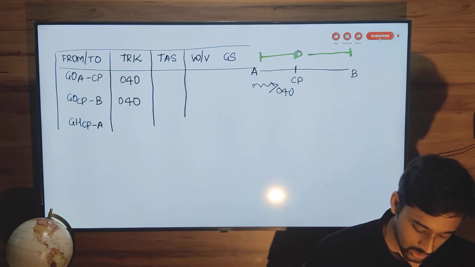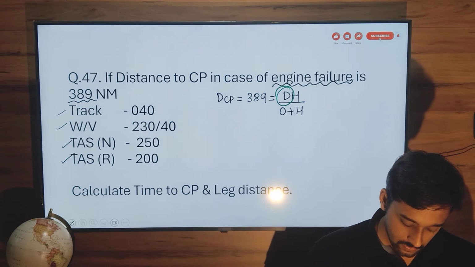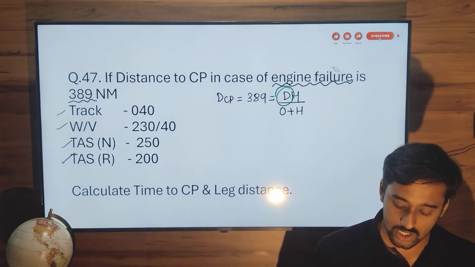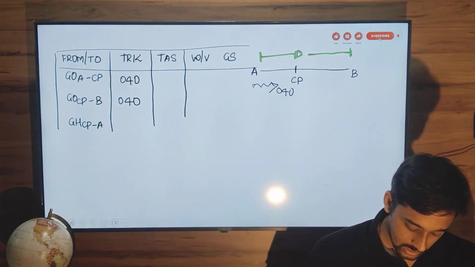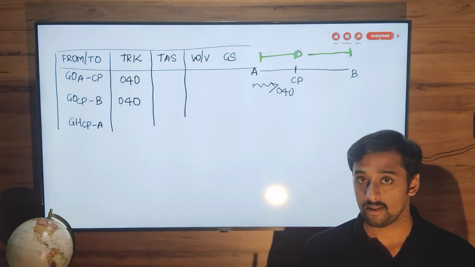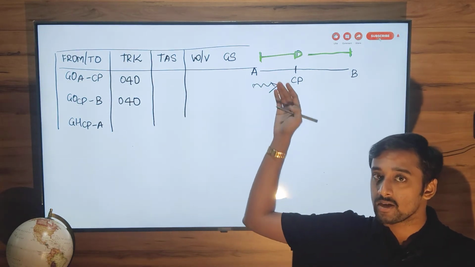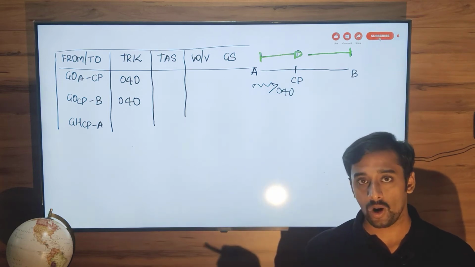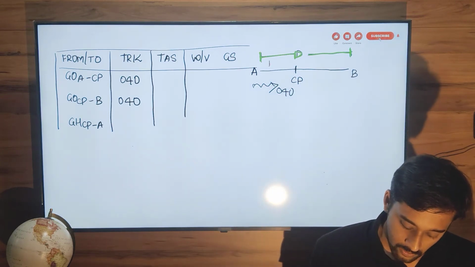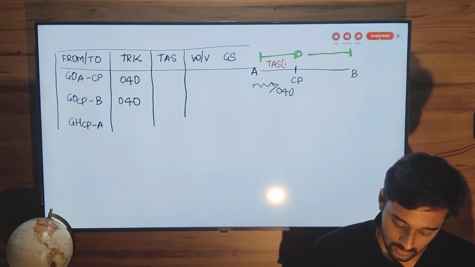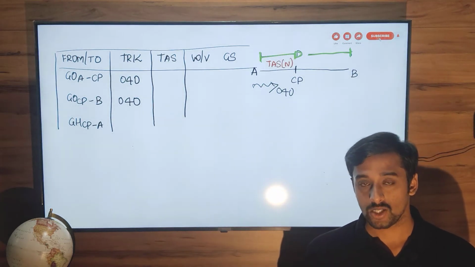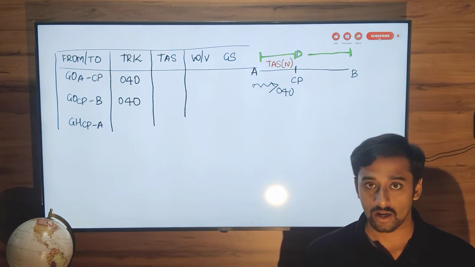What is the task given to you? Now there is a condition of engine failure. So let's understand this. We have done this, I will explain this again. From A to CP, your aeroplane is working fine. All your engines are working. So you will have TAS at normal. So true airspeed will be based on all engines working.